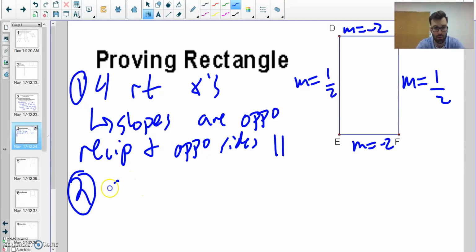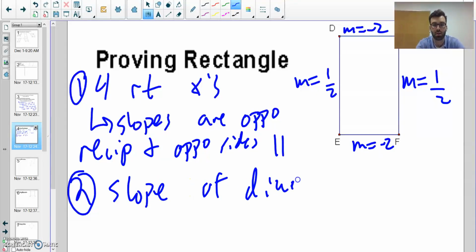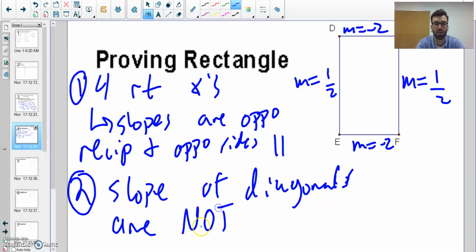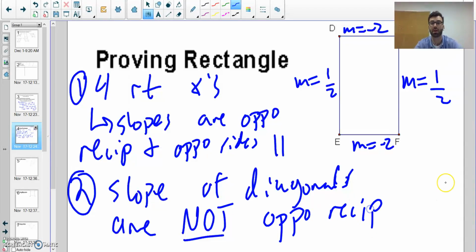The slopes of the diagonals are not opposite reciprocals, because that would imply that they're perpendicular, and they're not perpendicular in a rectangle. Only in a square or a rhombus.